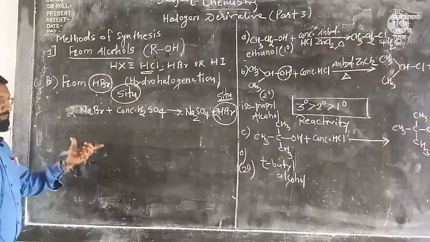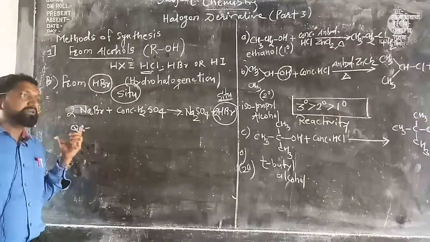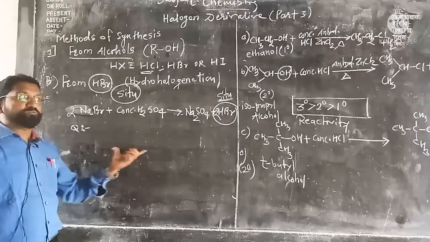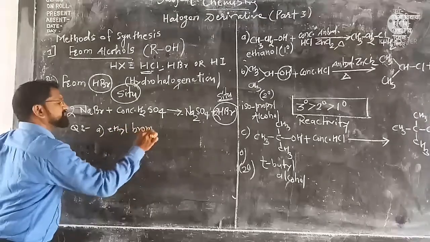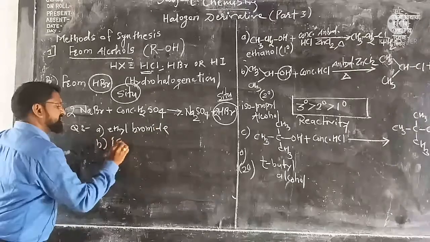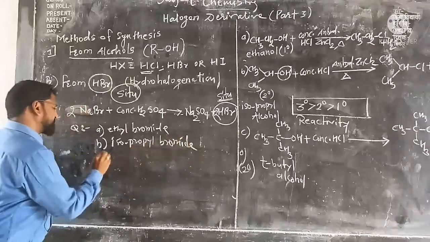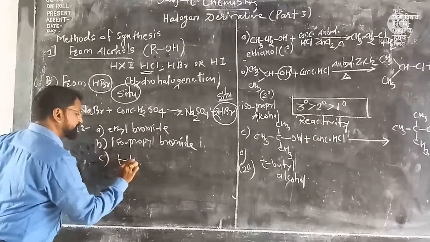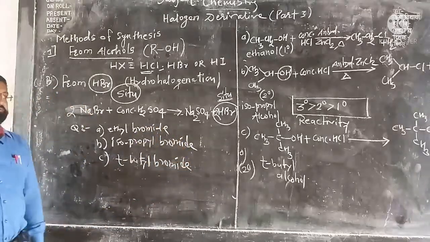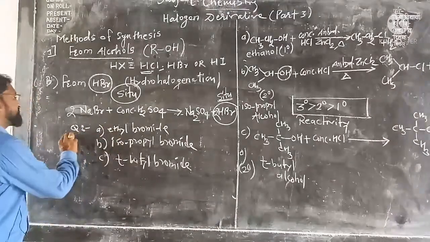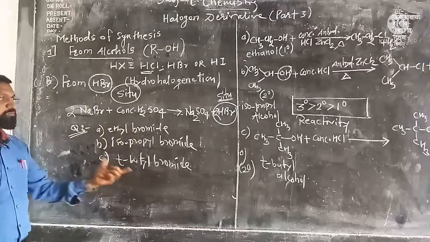How? Same question as I have written previously: how will you prepare ethyl bromide? Remember, isopropyl bromide and ethyl bromide. See here, ethyl bromide is number A, then isopropyl bromide, and next is T-butyl bromide. So this is an assignment for you. Everybody see here, this will be the assignment for you. The question you have to solve at home in your notebook: how will you prepare these from the alcohols?